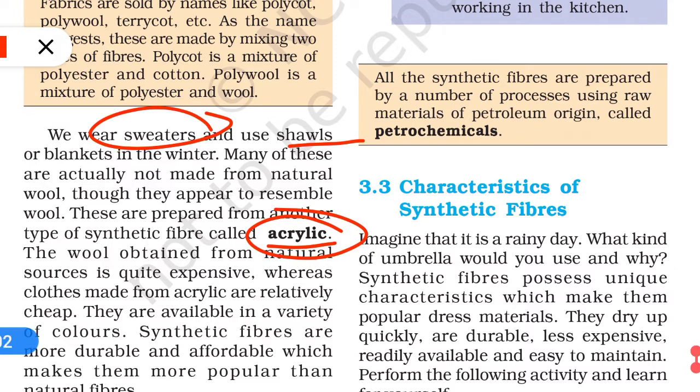So what is the good thing about acrylic? The good thing is that, as compared to wool, it is less expensive, a little bit cheaper. Wool cannot be colored very brightly and vividly, but acrylic can be given a large number of colors, and it has a little more shine and is a little more durable as compared to real wool. So they are easily available in a variety of colors.